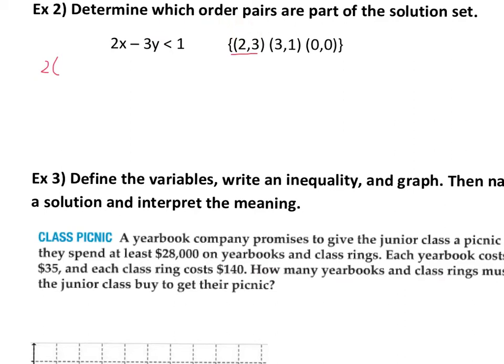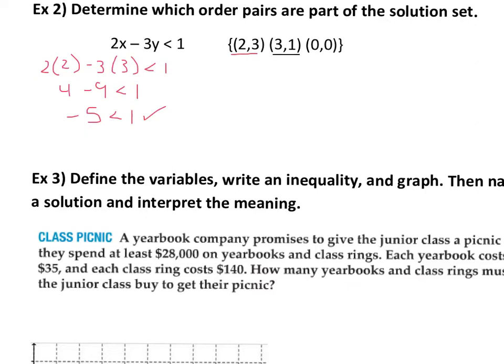So I'm going to have 2 times 2 minus 3 times 3 less than 1. So 4 minus 9 needs to be less than 1. Negative 5 is less than 1. So now you're asking yourself, is that a true statement or a false statement? Well, in this case, yep, that works. That's a true statement. So that one works. And I know that that's going to be a part of my solution. All right, so now let's go to the next one.